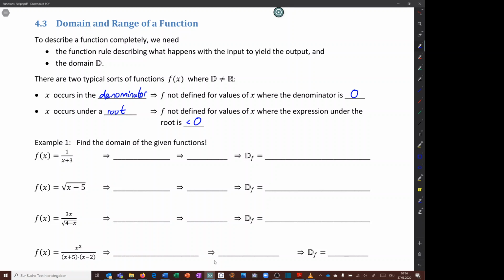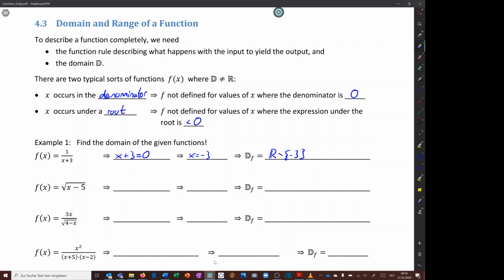1 divided by x plus 3, that's f of x. So let's find the domain of the given function. Since x occurs in the denominator, we have to look at where x plus 3 is equal to 0. That's true when x is equal to minus 3. So for that x value, the function is not defined. So the domain of f is all of R without the value minus 3. Now try to solve the other examples.